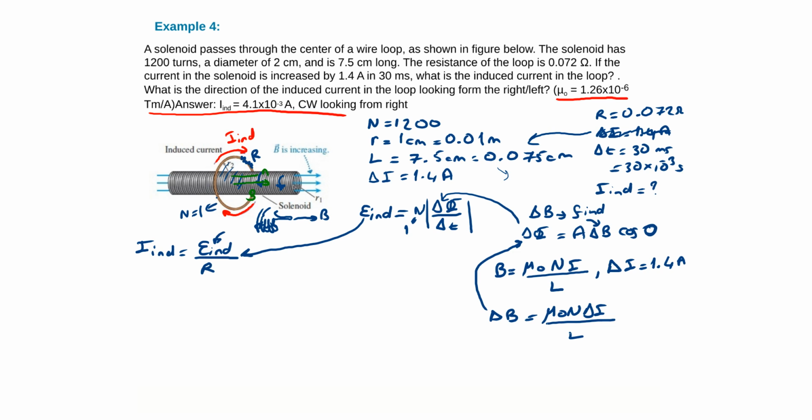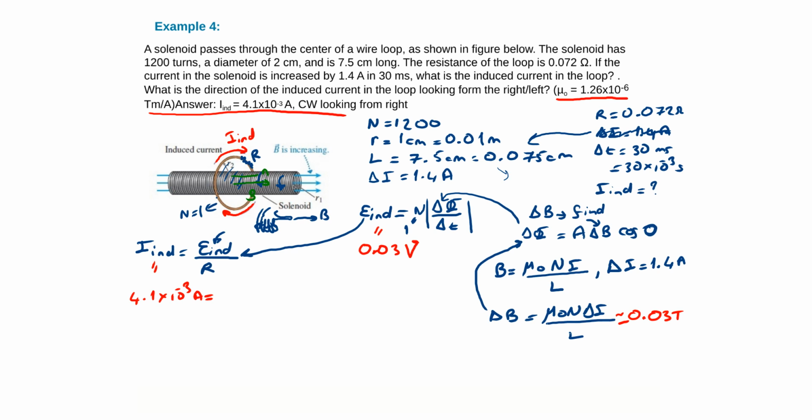For delta B, you should find about 0.03 Tesla. 0.028 to be exact, so around there. And you insert that in for epsilon induced, you should find about 0.03 volts. Interesting, isn't it? And I induced as given will be 4.1 times 10 to minus 3 amperes. You can convert to milliamperes by multiplying by 1,000.